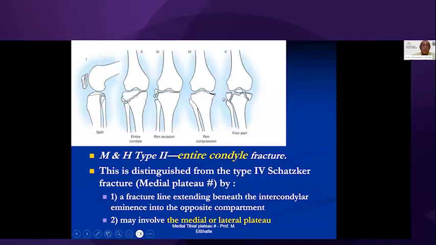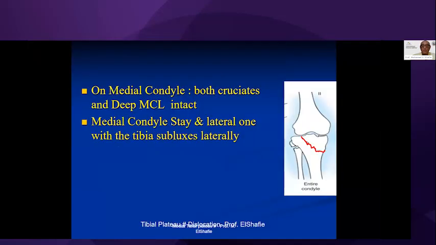This is the type 2 fracture in the Moore and Hall classification of knee fracture dislocation. This is type 2, which they called entire condyle fracture. This is distinguished from Schatzker type 4 fracture by the fracture passing under the eminence and going to the other condyle. And it may involve the medial or lateral plateau.